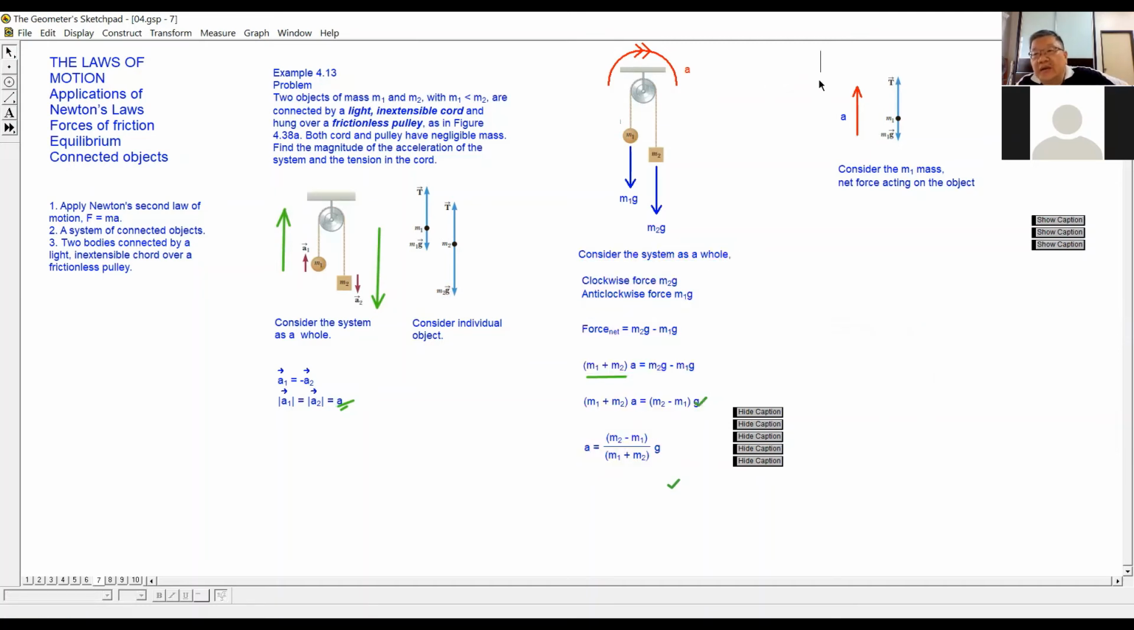Now, I'm going to look at one particular object. This particular object is M1, right? So when I look at M1, there are two forces acting on this M1. The two forces are the tension in the string and the weight of the object, M1G. I'm looking at M1 alone, not the system as a whole. Now, can you tell me the net force is which force minus which force? There are only two forces here, T and M1G.